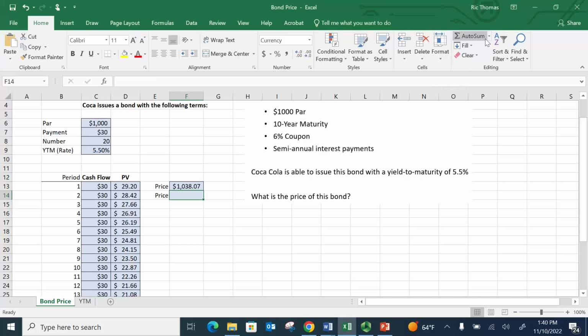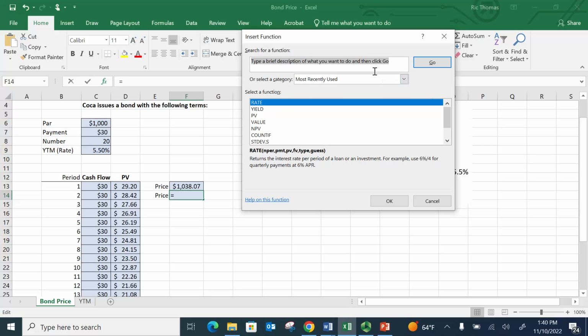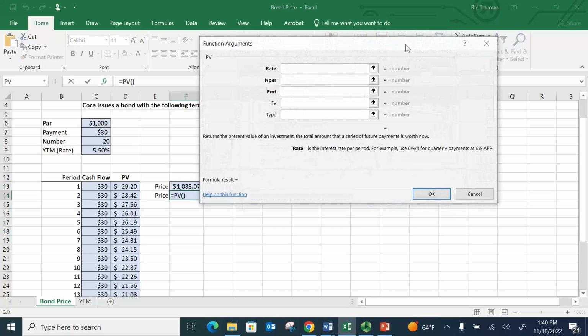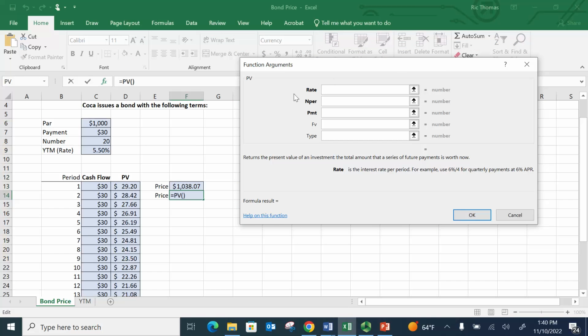You go over here to auto sum, you hit more functions, and let's say you want to do present value. Type that in, and PV comes up. You want PV, that's the present value. So you hit OK here, and this box comes up. The rate is the yield to maturity. I can just link to that 5.5%. So I link to C9, but remember, two payments a year, so it's C9 divided by 2.